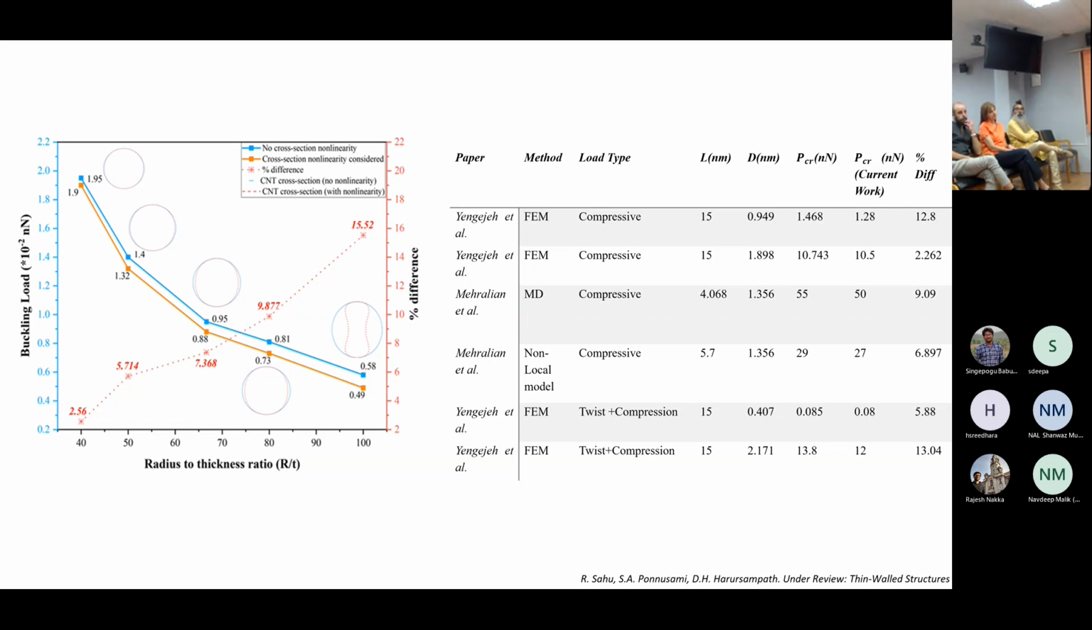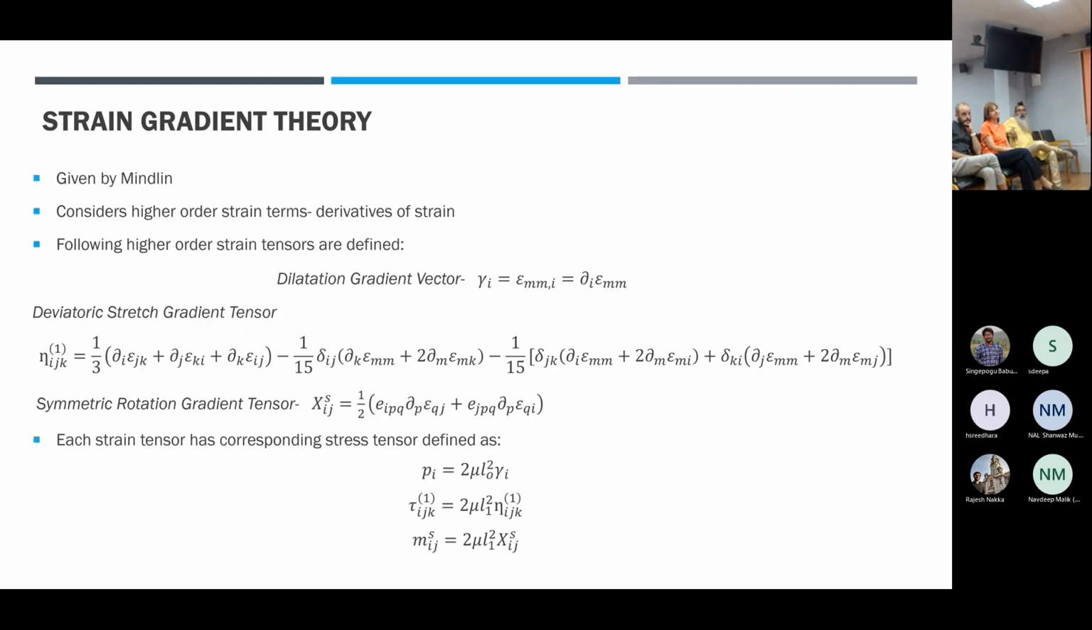We also validated it with a few results from FEM and molecular dynamics as well as non-local results. So we could see that this model could capture the buckling phenomena quite effectively compared to the MD and non-local models. And we also considered another combined loading case of twist and compression, where the CNT is twisted first and then an axial load is applied to it, as given by Yoon et al. There also we could capture essentially the buckling phenomena.